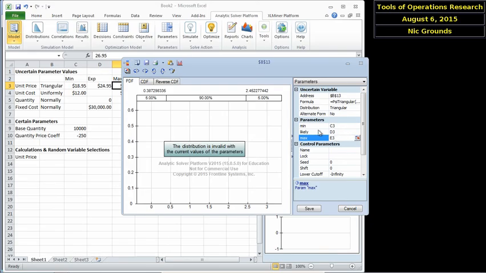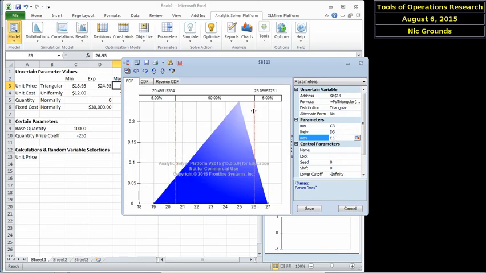Okay, so that basically says, here's the triangle distribution for unit price. That is, unit price will always be between $18.95 and $26.95, with the most likely value being $24.95, values we had in those cells. And every other value has a probability represented by the blue line or blue shade at that point.